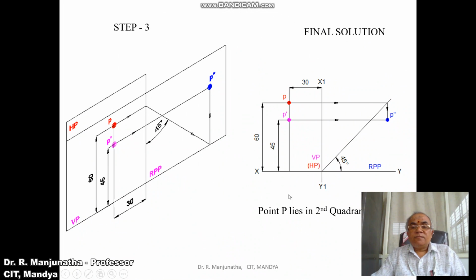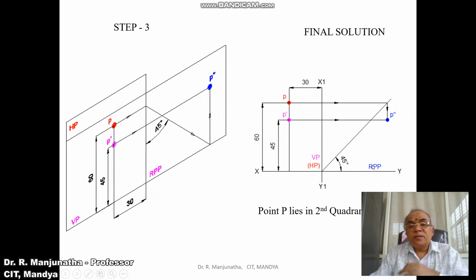To do that, first we draw the XY line and also the x1 y1 line with a thin line. Then you mark the vertical plane, which is above the XY line, and HP is also above the XY line. Since VP and HP are overlapping, you write HP in brackets, because HP is rotated. Then the right profile plane will be to the right of the vertical plane, so you get this x1 y1 line. So you mark VP, HP and RPP.